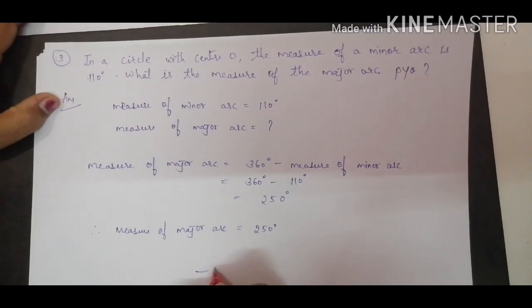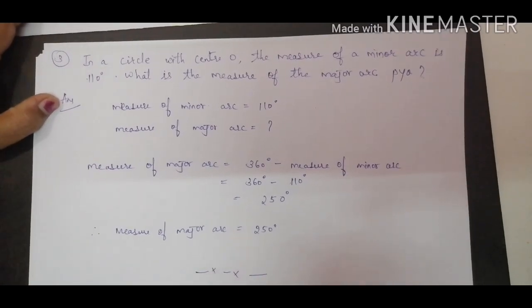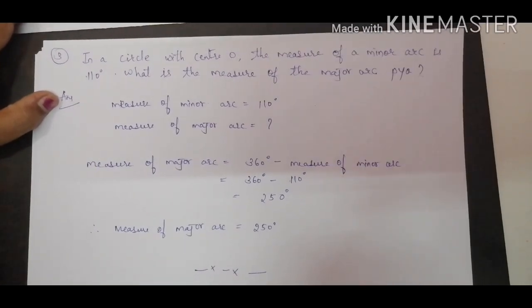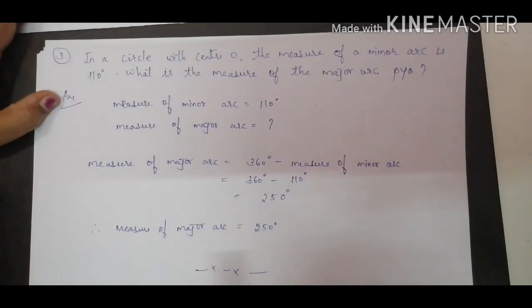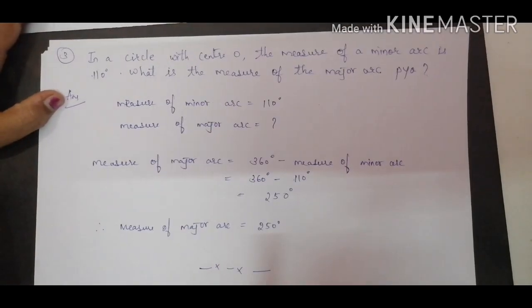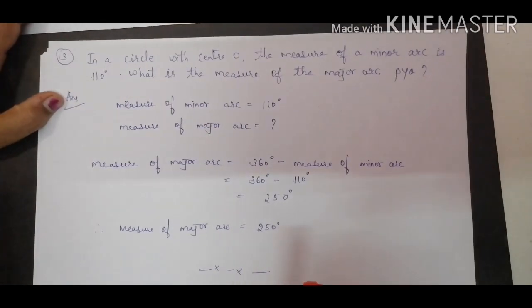So here we have ended our practice set number 43. Here we have ended our chapter number 11, Circle. Now in the next part we will see a new chapter, Perimeter and Area, that is chapter number 12.